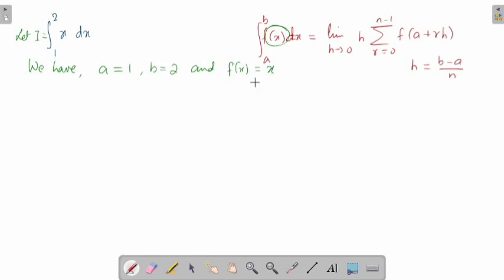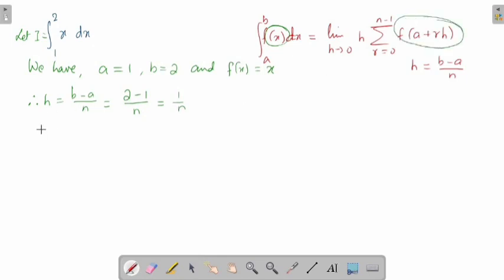Okay, so what we need to calculate is h. Let's calculate what h is. h is equal to (b minus a) by n. B is given to you as 2, minus a is 1, by n, so it is 1 by n. Now let's see what other things we have. We have f of a plus rh. Let's calculate this also.